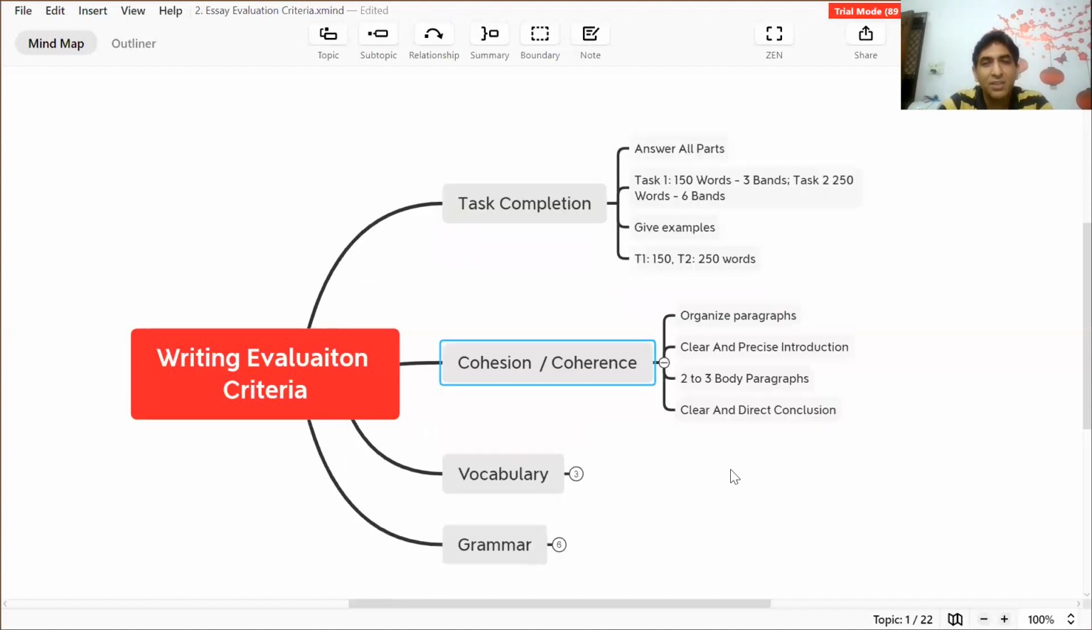So make sure that you elaborate your answers with appropriate examples. Cohesion and coherence means your essay should be easy to understand and you should have used proper linking devices to connect your thoughts. In a separate video, we are going to see what exactly are the different devices to link your thoughts.